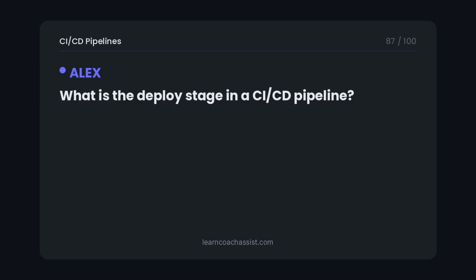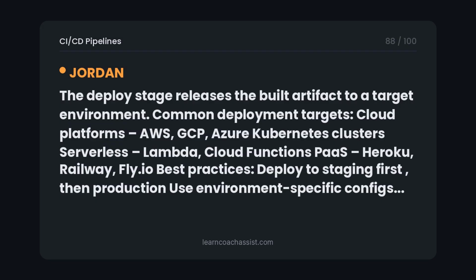What is the deploy stage in a CI/CD pipeline? The deploy stage releases the built artifact to a target environment. Common deployment targets: cloud platforms, AWS, GCP, Azure; Kubernetes clusters; serverless, Lambda, Cloud Functions; PaaS, Heroku, Railway, Fly.io. Best practices: deploy to staging first, then production; use environment-specific configs; implement health checks after deploy; enable automatic rollback on failure.